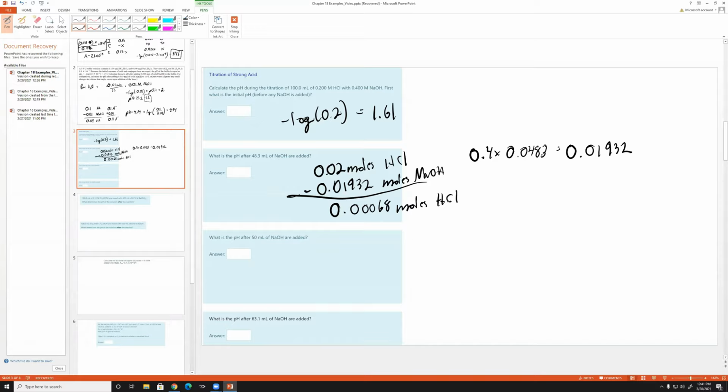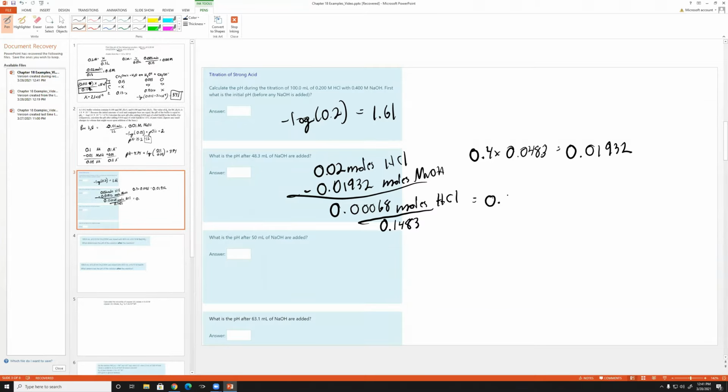So that's the amount of remaining acid that is not neutralized. And in order to calculate the pH, we need to divide this by the new volume, which is going to be 100 milliliters plus 48.3, so that's 0.1483. And our concentration is 0.00459. And we can do the negative log of this to get the pH, which is 2.33, or 2.34 if you want to round.